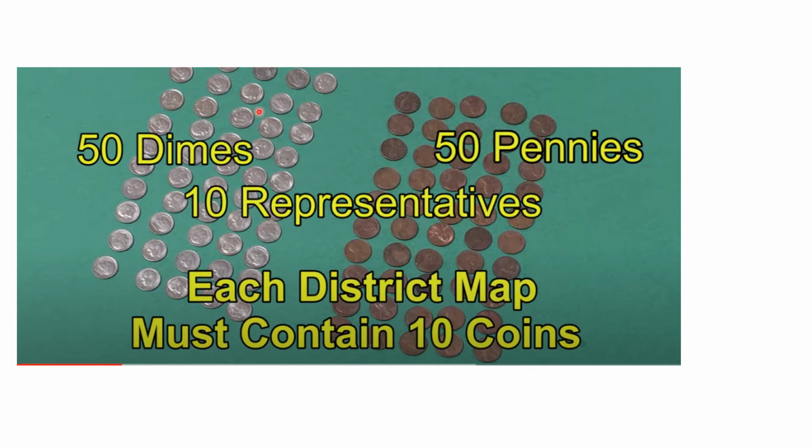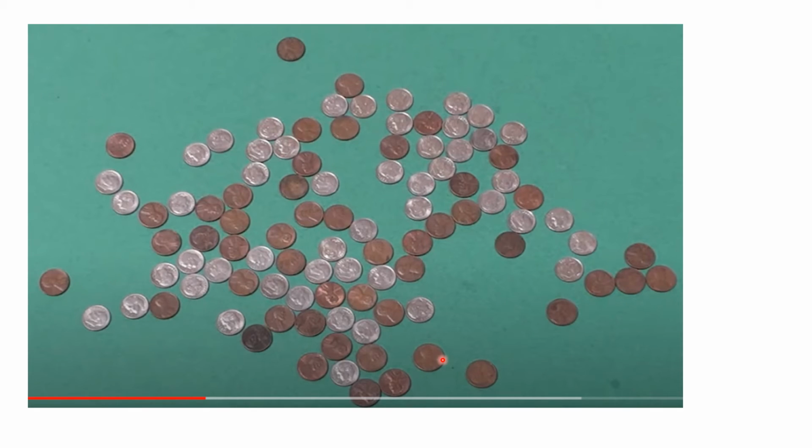Now, people really don't live in clusters like this. It's much more mixed up. So let's pretend we have 50 dimes and 50 pennies, and now we're going to have 10 representatives, and each district map must contain 10 coins, and we stir them up like this, the way people really live. You see, you could live next door to someone who is from a different political party. So here we have dimes and pennies.